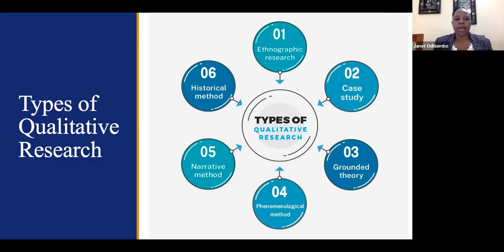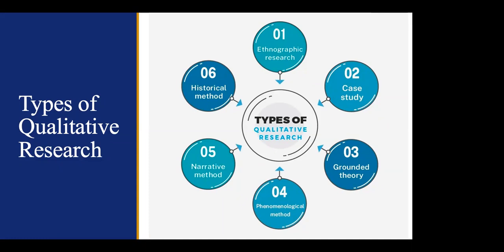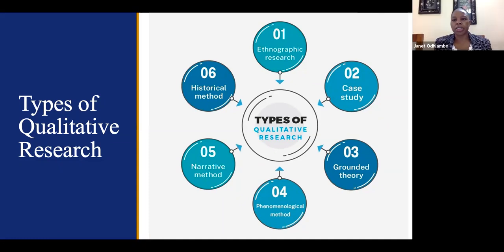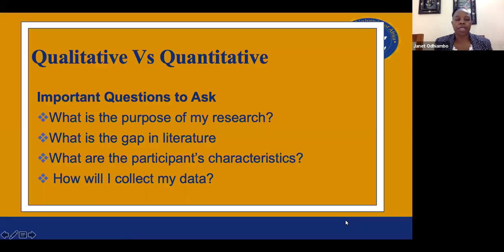These are the various types of qualitative research. We have ethnographic research, case studies, grounded theory, and phenomenological studies. Most people like case studies and phenomenology. There is also the narrative method and the historical method. So with all these types of research, it depends on what you really want to do. Then you can choose the type of research you want to go with.